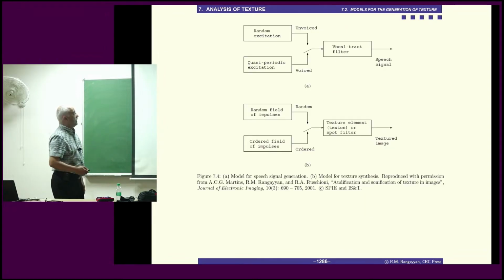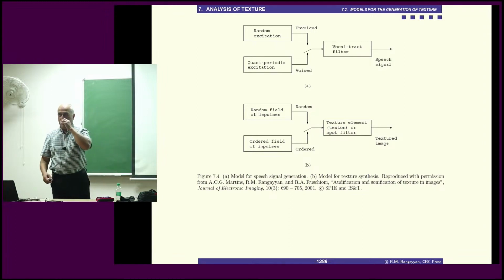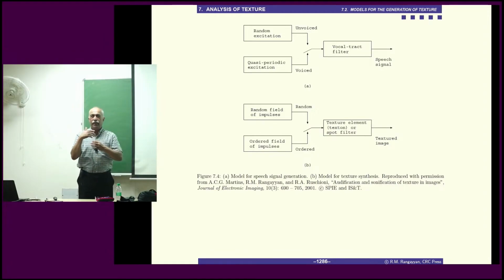So this is the standard speech signal generation process: random excitation or quasi-periodic excitation. If you use random, you get unvoiced. If you use quasi-periodic, you get voiced. The vocal tract from here to the lips and to the nostrils acts as a filter. And how you shape it determines the speech you are producing.